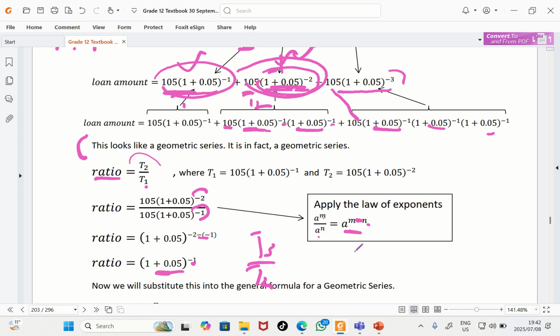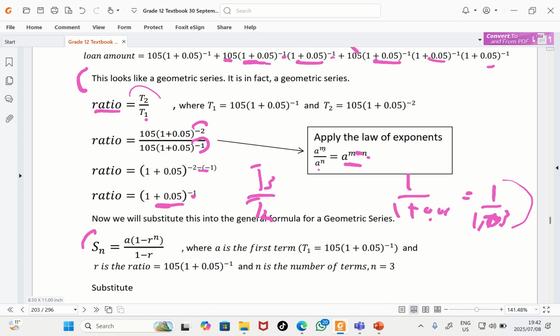This number is less than 1. It is 1 over 1 plus 0.05, which is 1 over 1.05. You guys remember when we're dealing with a geometric series and your ratio is less than 1, you conventionally use this formula, even though both would work, but conventionally you use this one. Sn equals a times 1 minus r to the power n over 1 minus r. Are we together?